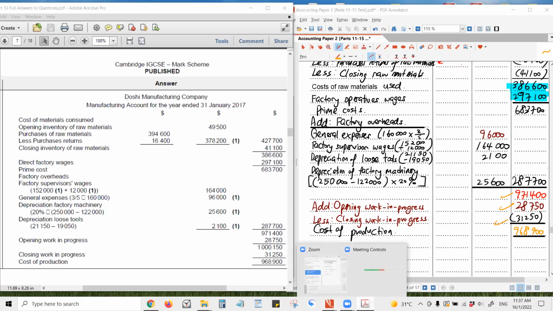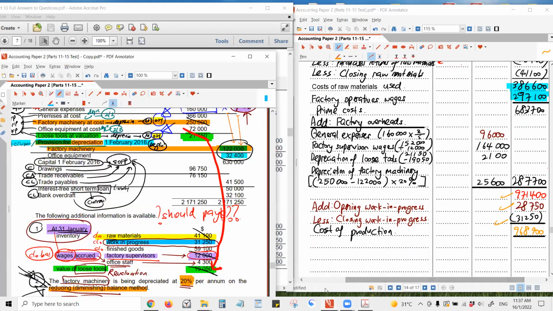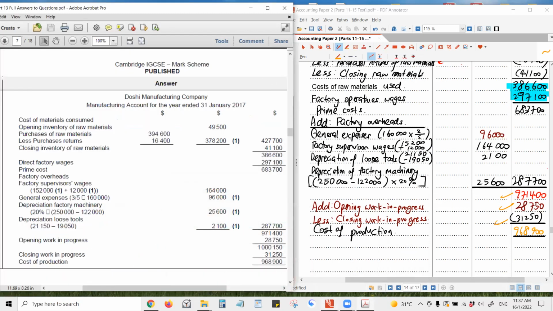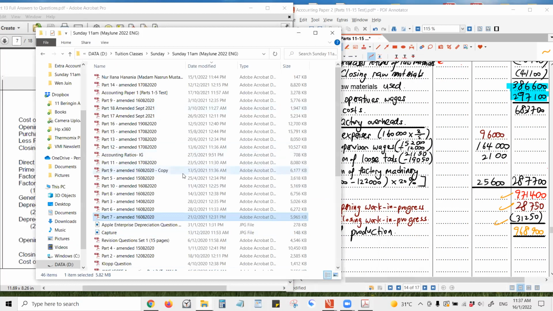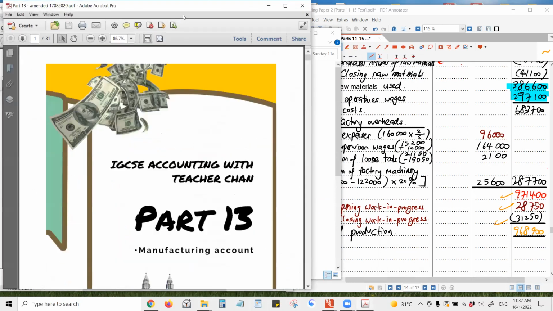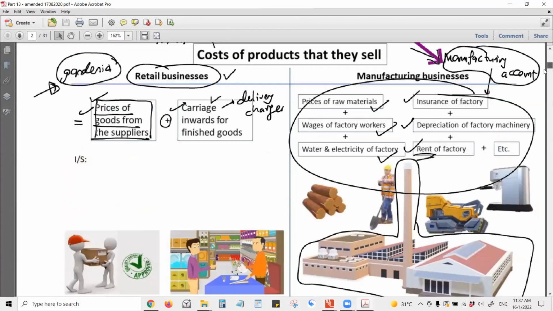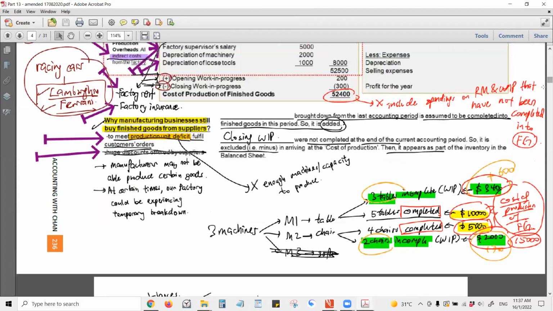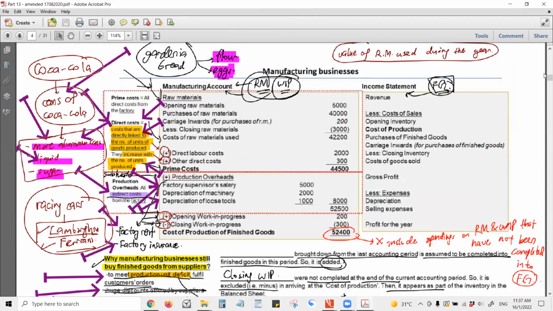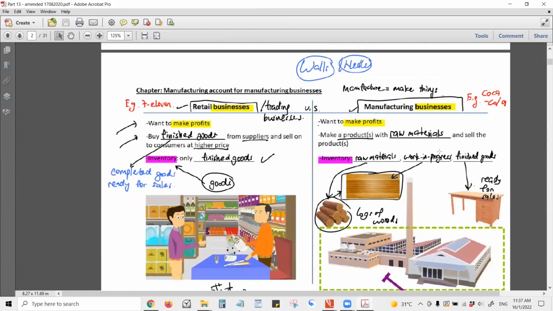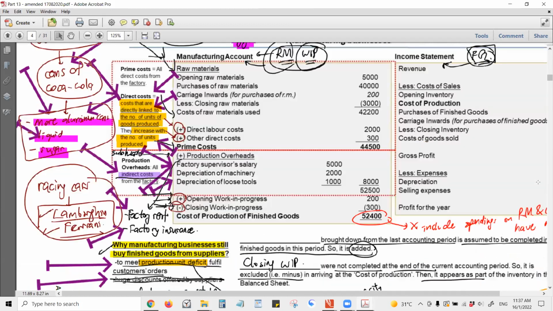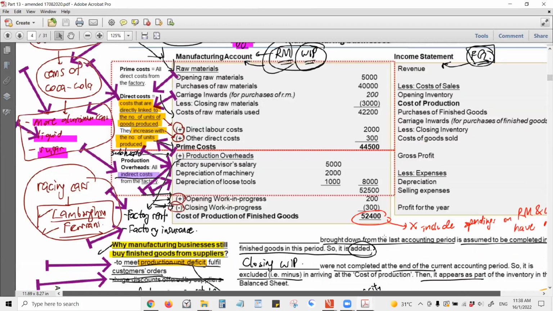Before I continue on to the next question, let me show you again the formatting of the manufacturing account and the income statement, to show you where exactly you put all three kinds of inventory. In a manufacturing business, there are three types of inventory: the raw material, work in progress, and finished goods. If you look at your chapter 13, you have these three things. And where do you show their opening and closing? You look at the manufacturing account.